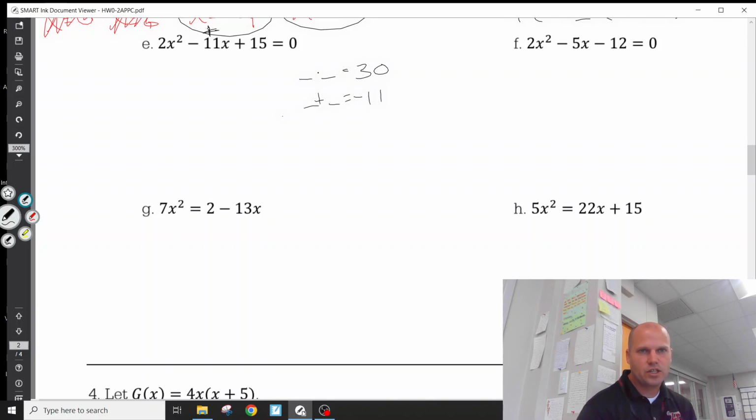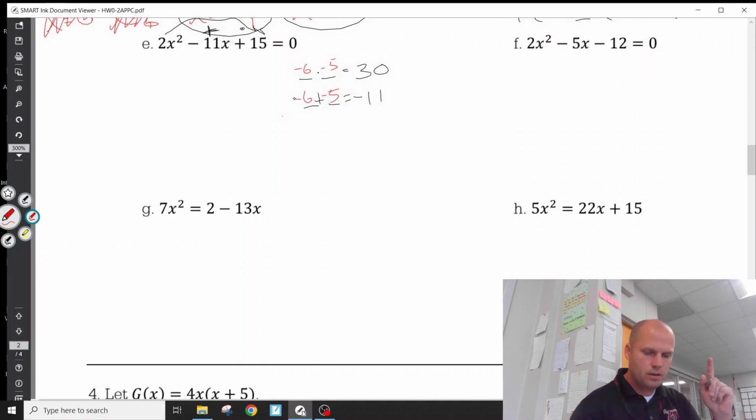Okay, so we're still working with this add of -11, but now we're talking about the multiplication of 2 and 15. All right, the two numbers are 6 and 5, -6 and -5. Now, here are the two techniques. And then I'm going to show you a third technique.